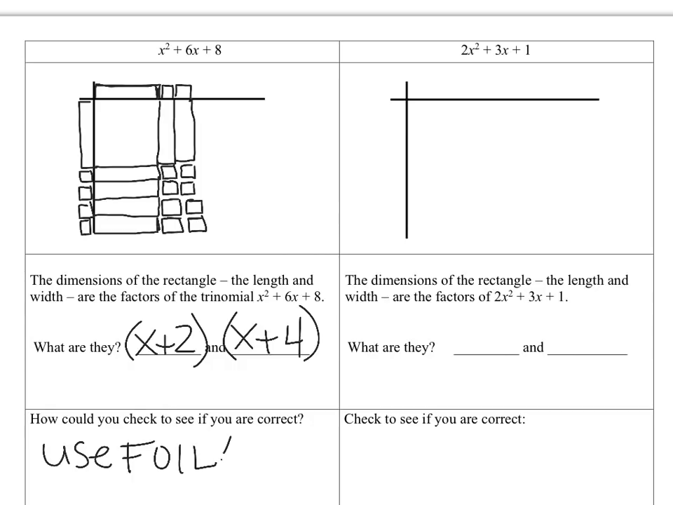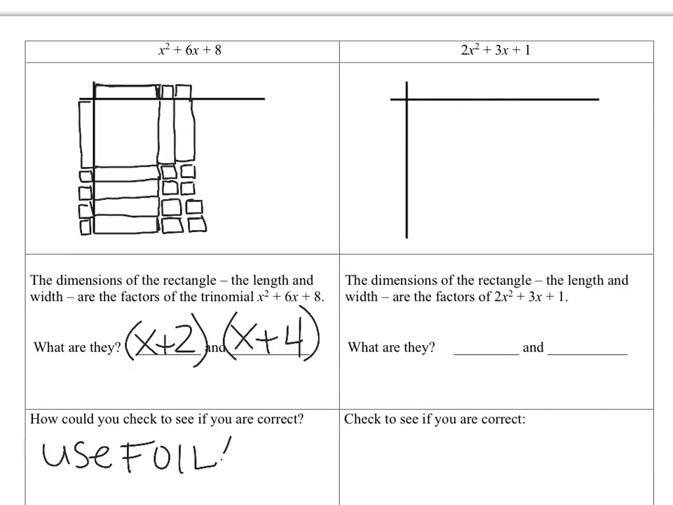So I've got this trinomial, 2x squared plus 3x plus 1. I have to create a rectangle using just these tiles. So I've got 2x squareds, 3x's, and 1. Your 2x squareds, we're going to start there. They're going to go in the corner, right? I'm going to put an x squared here.